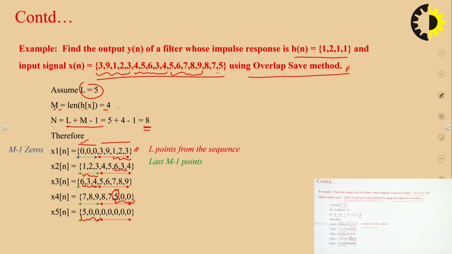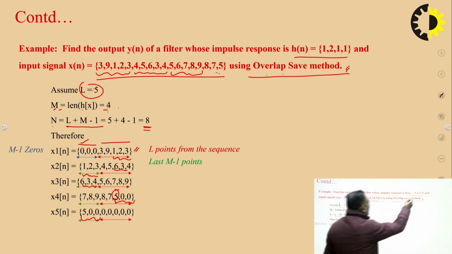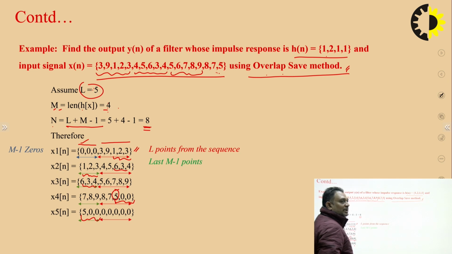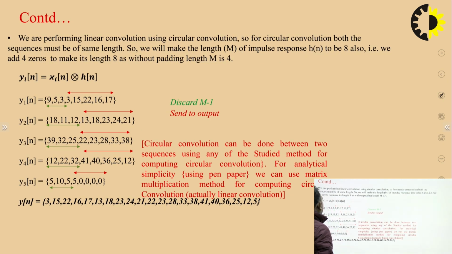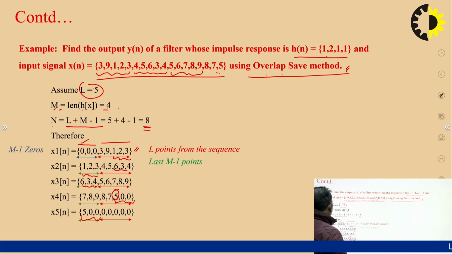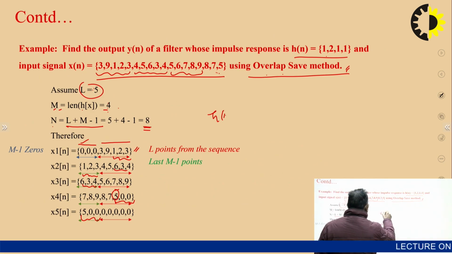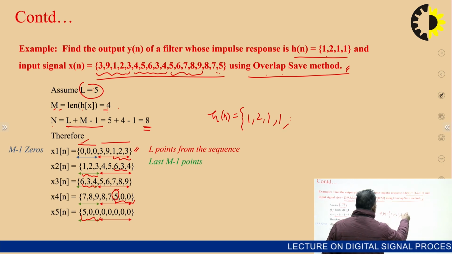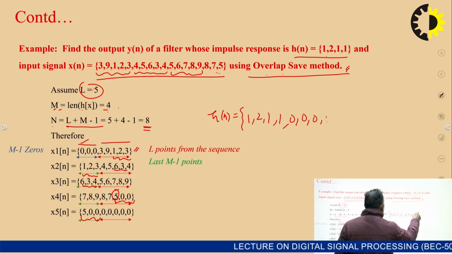So these are our subsequences, and now our length of h(n). For circular convolution we are finding linear convolution with the help of circular convolution. So we will make the length of this impulse response also 8. So this h(n) we will make 8. How will we make it 8? We will simply add 4 zeros. So your h(n) will become 1 2 1 1 0 0 0 0.